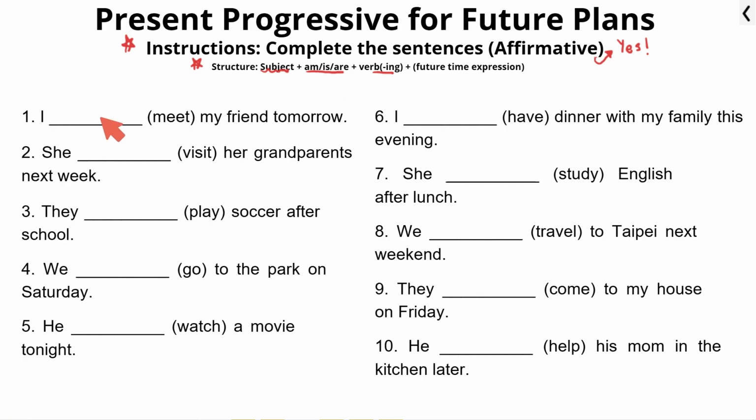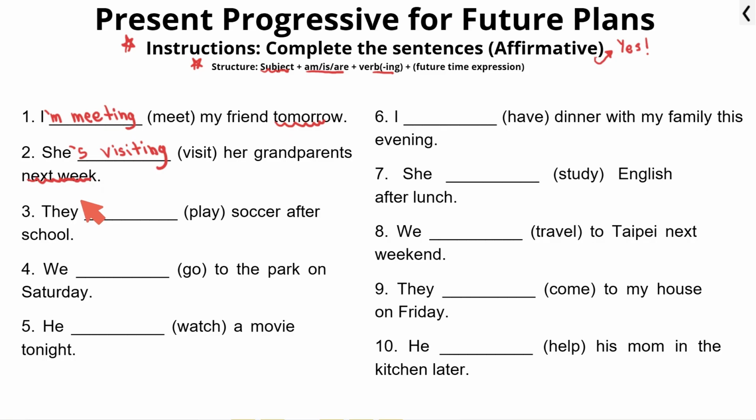Let's start with the first one. I can also write I as I'm. Contraction of I am is I'm. And our verb over here is meet, and we need to add ing. So I'm meeting my friend tomorrow, and this is our future time expression. Next one. She is, we can write it as she's visiting. Visiting, plus ing. Her grandparents next week, future time expression over here.